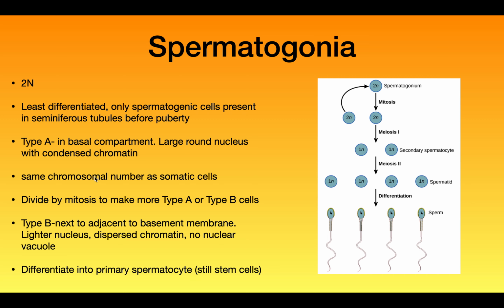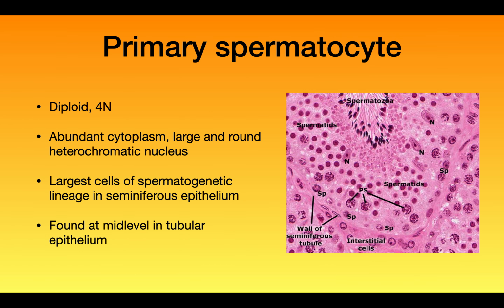The type A cells aren't going to be reacted to because they have the same chromosomal number as somatic cells. So that's important to know. Primary spermatocytes are diploid, and they are going to have 4N, and they have abundant cytoplasm and a large heterochromatic nucleus, as you can see. These are the largest of the spermatogenic cells, and they're found in the tubular epithelium.